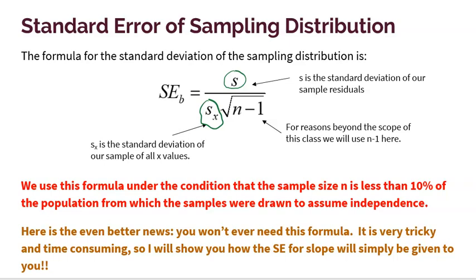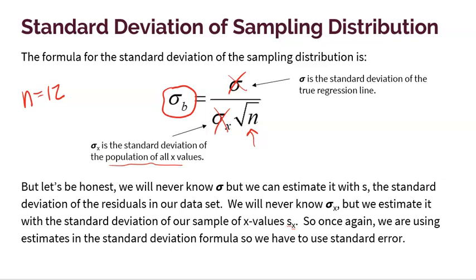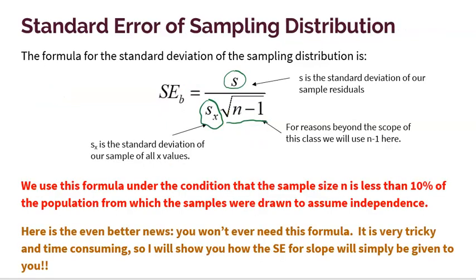And then we also have the square root of n minus 1. Now, for reasons beyond the scope of the course, we are going to use n minus 1 here instead of the square root of n, which is what the other formula I showed you has. Don't really worry about why right now. Again, you'll learn more about that if you take stats in college. It's just a little bit beyond the scope of this class. But let's be honest, this is even better news. You're actually never going to need this formula.